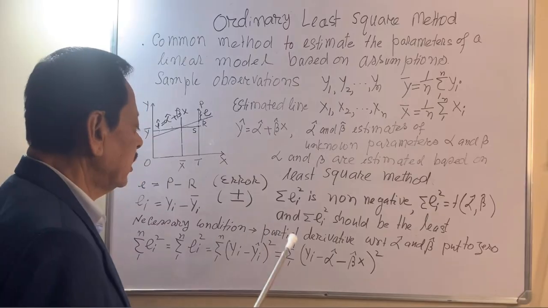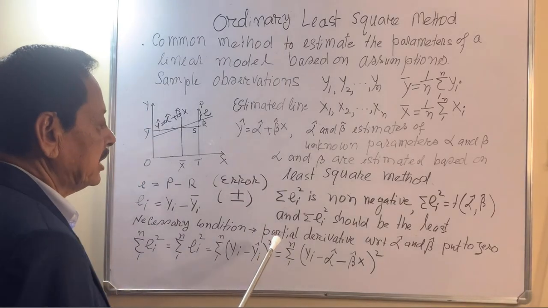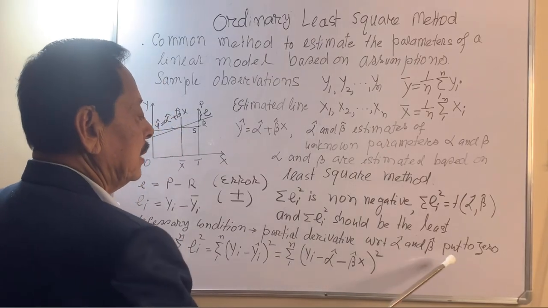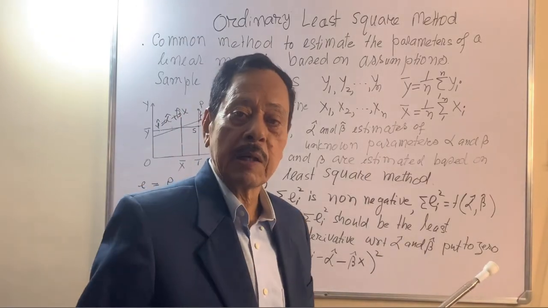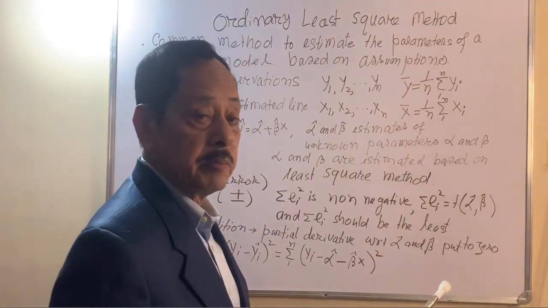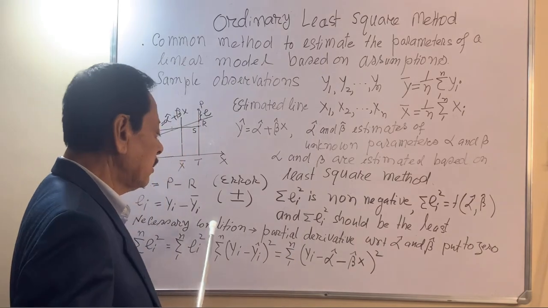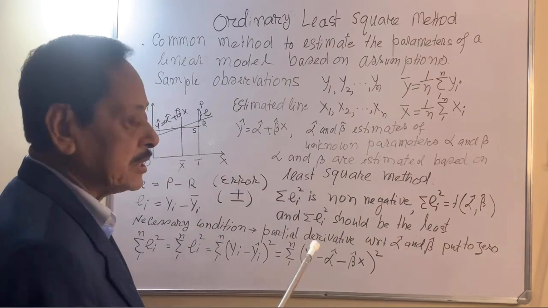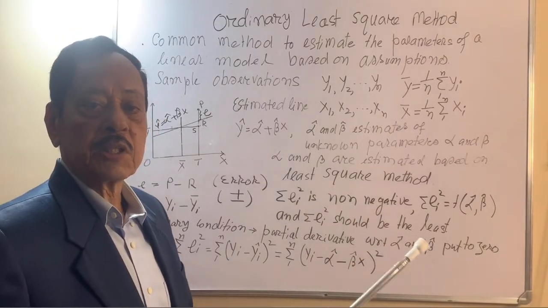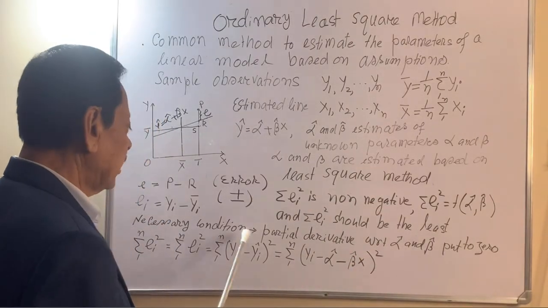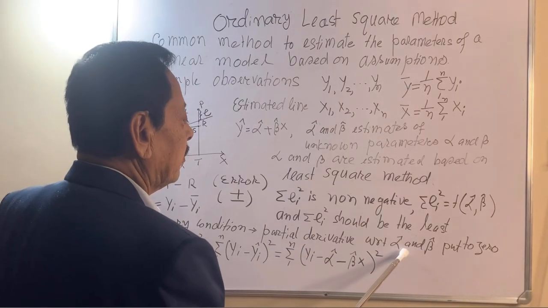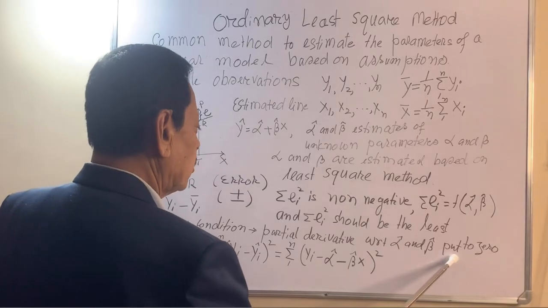Now the necessary condition is that the partial derivative with respect to alpha and beta should be put to 0. So if we remember the necessary and sufficient condition of maxima and minima, or the minima, the first derivative should be 0 and the second derivative is positive. So the necessary condition is that the partial derivative with respect to alpha and beta should be put to 0.